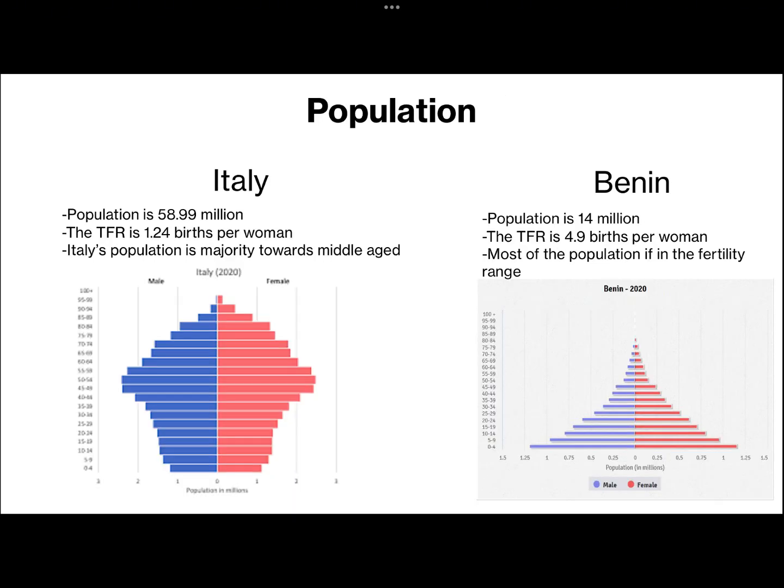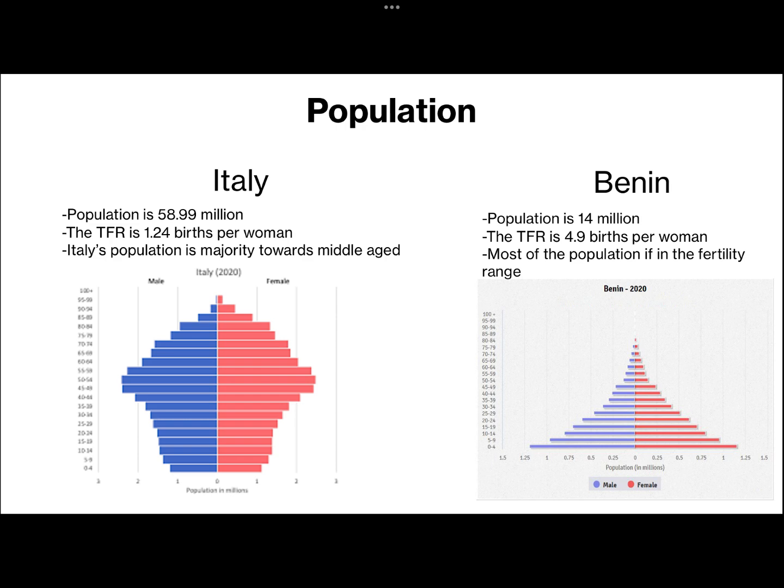Next, we have the population statistics. Italy has a population around 59 million people. The total fertility rate is 1.24 births per woman. Italy's population is majority middle-aged. This will cause the population to decrease, and the total fertility rate will decrease as time goes on, when the country enters a 5th stage of the demographic transition model.